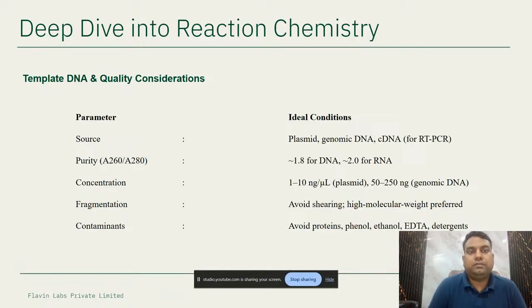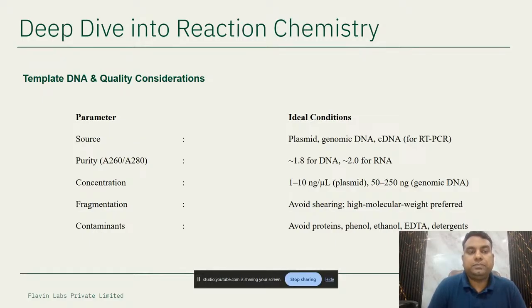Now we will go through the quality considerations for our PCR reaction. Because PCR involves enzymes and chemicals which are costly, and we are putting in our time and labor, we make sure that the components we use are optimal. The source of the DNA can be plasmid, genomic DNA, or cDNA if we are talking about real-time PCR.